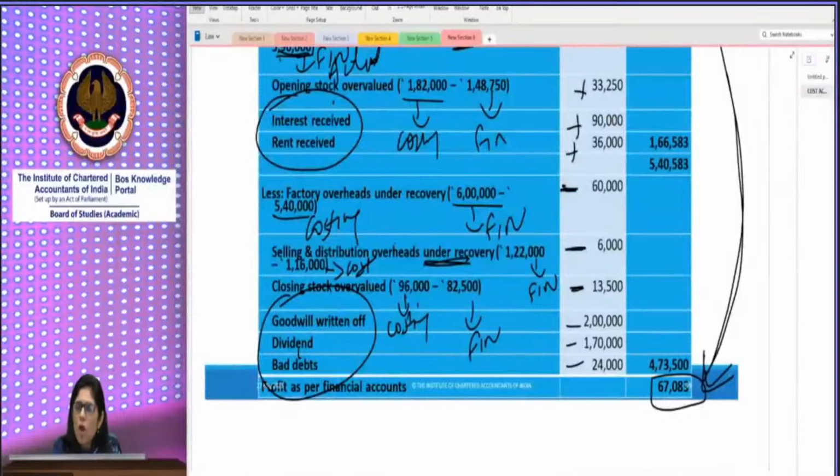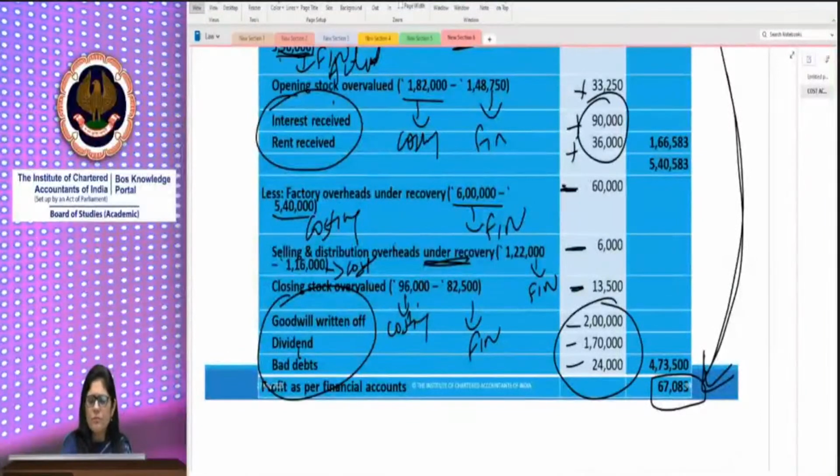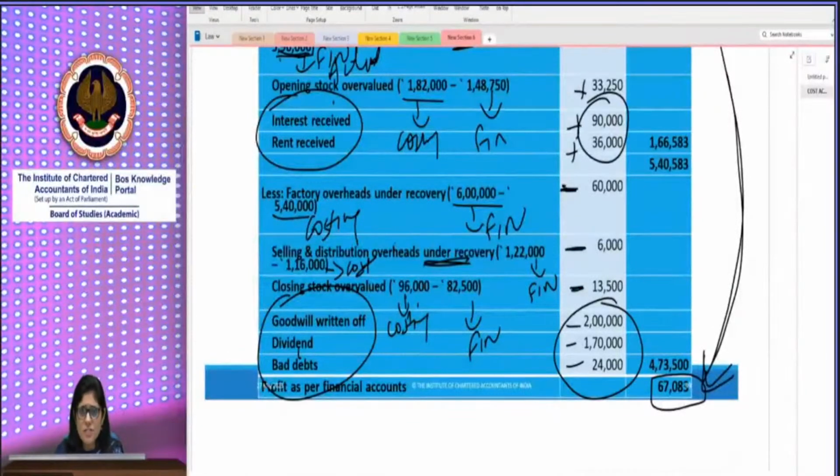which we do not take in costing, but because we have to match with financial profit, we have to take their effect here in reconciliation. Only then the costing and financial profit will match. Clear? So these three and these two are taken only in reconciliation because we have to match the profit.